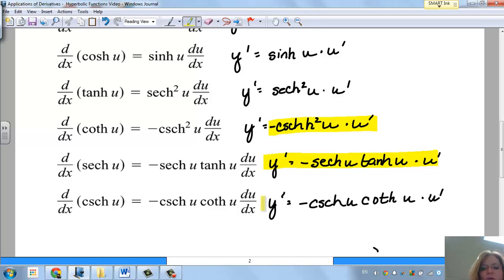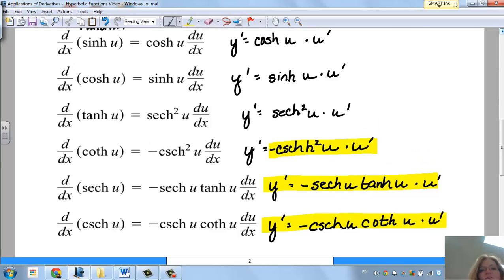Okay, so here are the derivatives. Now you will be tested on it in this course. They'll be part of the derivatives that I'll have you do at the end of the year. So this is very important that you memorize these. So these you have to memorize.